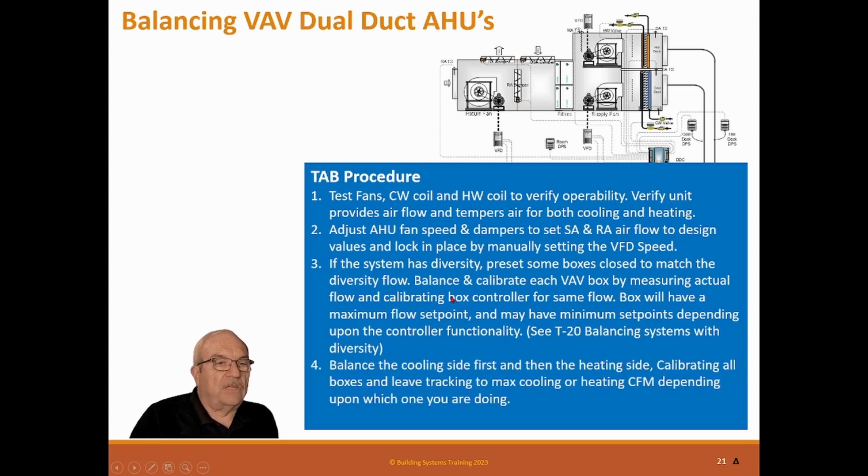Balance the cooling side first and then the heating side, calibrating all boxes and leaving them tracking to the maximum cooling or heating CFM, depending upon which one you're doing. So once you've balanced a box, at each box, you command it to track to the CFM you've balanced it to. So it will maintain that, because we need it to maintain that as we go do the other boxes. Measure the final unit airflow by duct pitot.